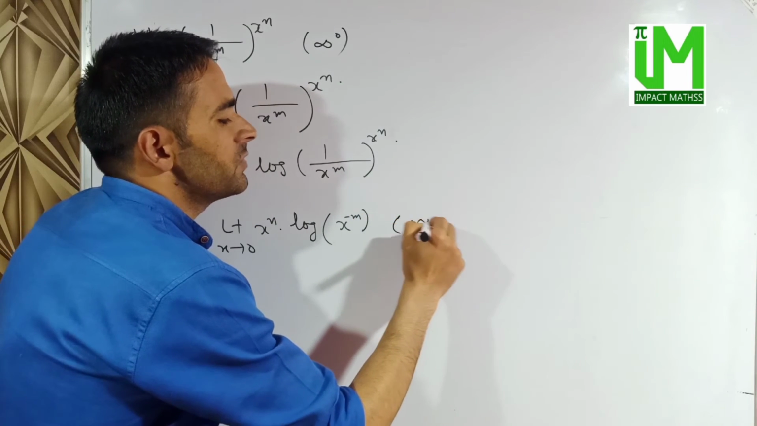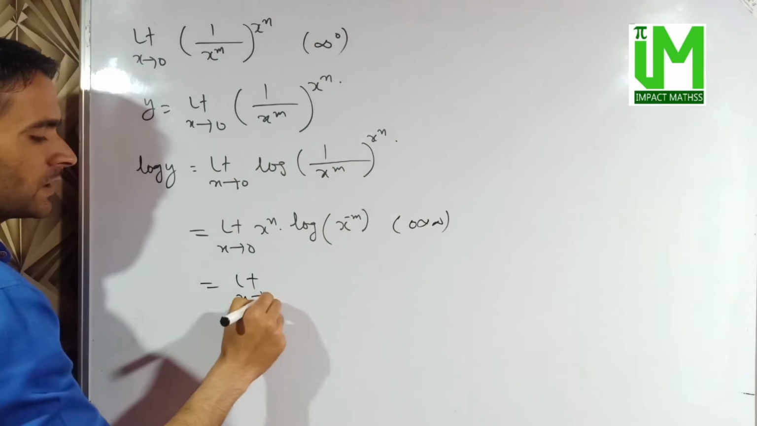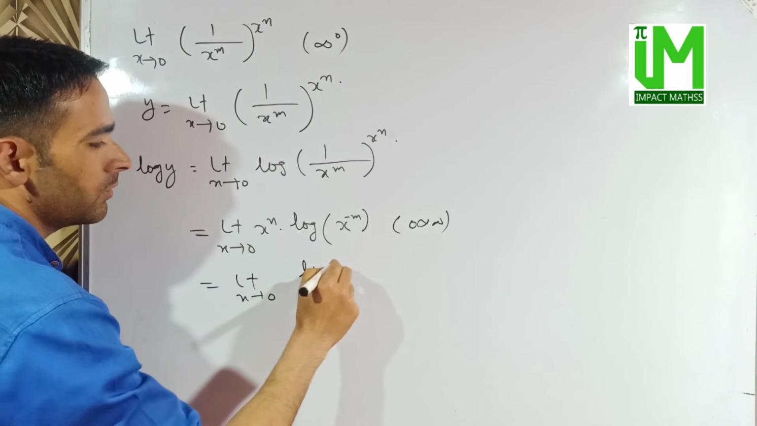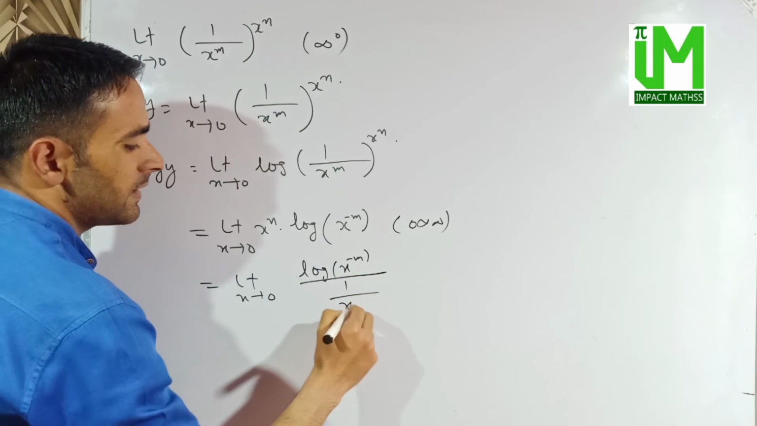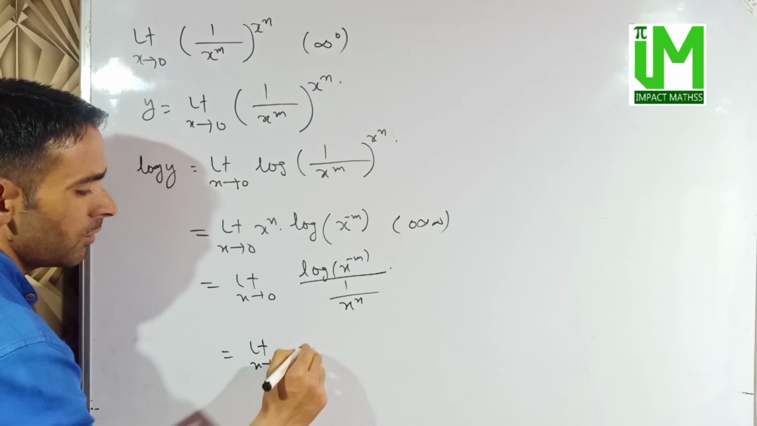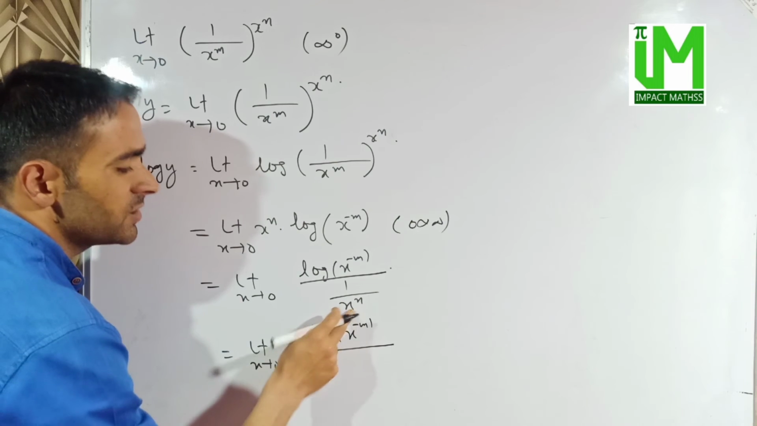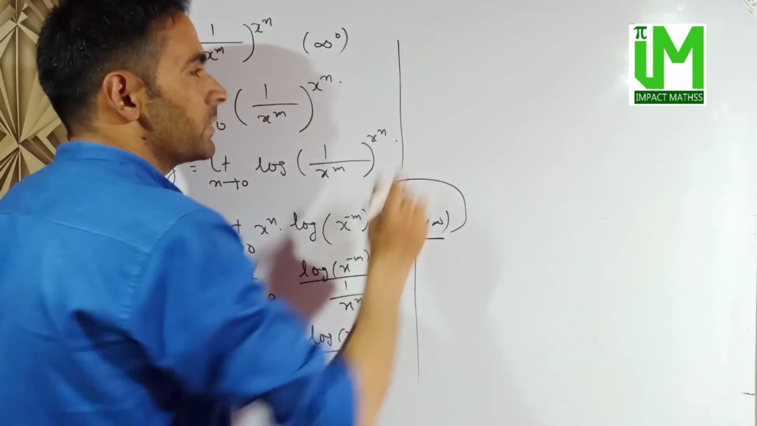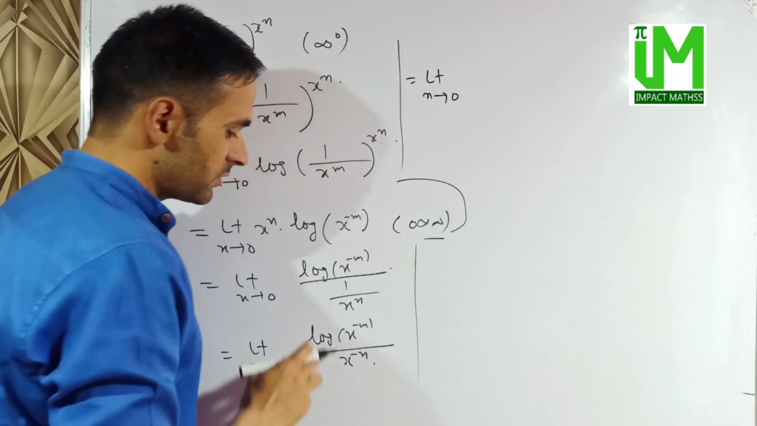So this is 0 into infinity type now. So that means we'll be converting this into 0 by 0 form or infinity by infinity form. So this will be limit x tends to 0, log of x raised to power minus m divided by 1 divided by x raised to power n. And this will be limit x tends to 0, log of x raised to power minus m divided by, अगर हम x raised power n को ऊपर ले आए then in that case it will be x raised power minus n.